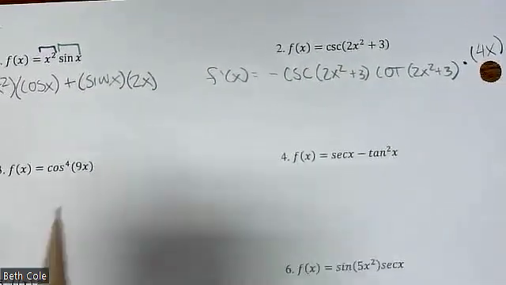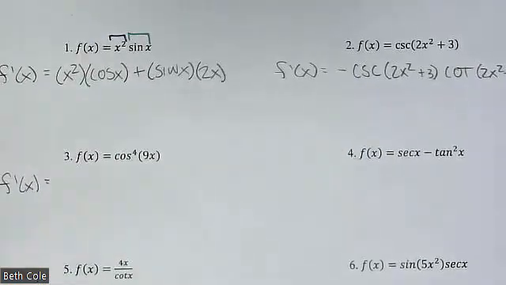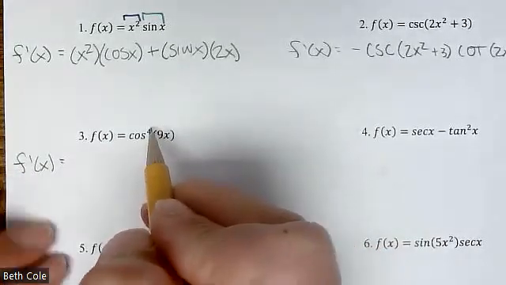All right, let's try another one. What rule do you need for number 3? Now, this has 3 links in the chain. The most outside function is the 4th power. Inside that is cosine. And then inside that is the 9x. Remember the cartoon where a medium-sized fish eats the small fish and then a big fish comes and eats both of them? It's that, okay? So we're going to do the power first.